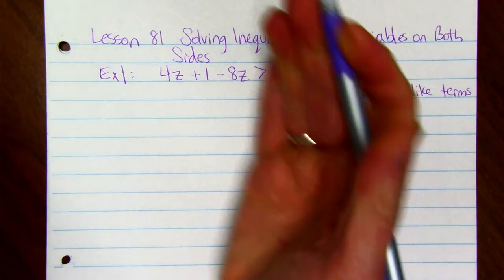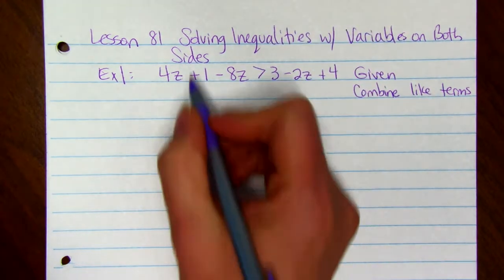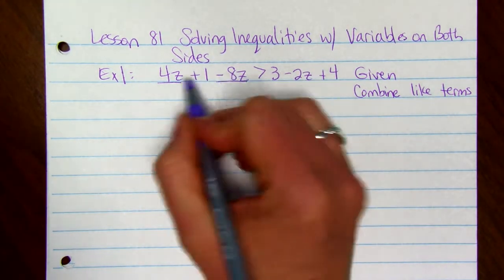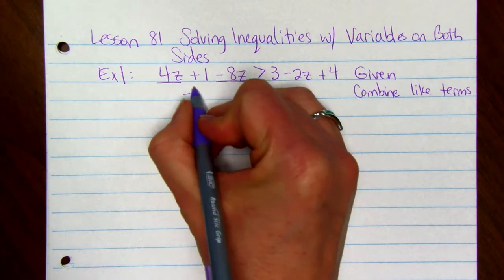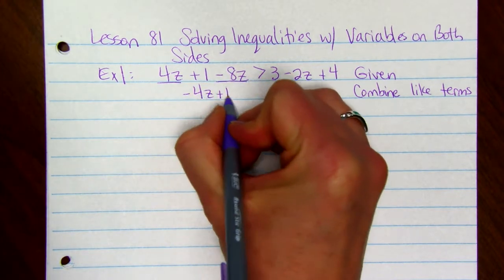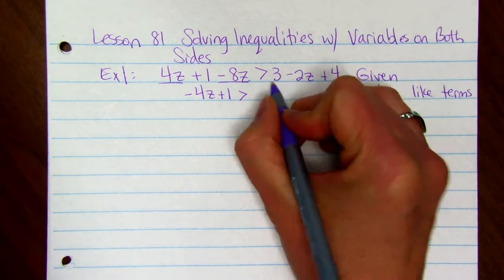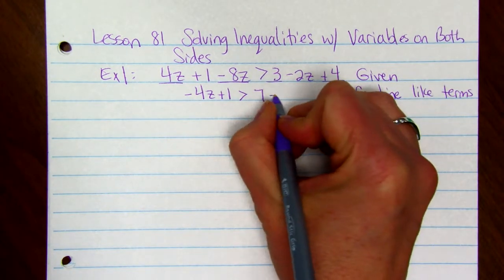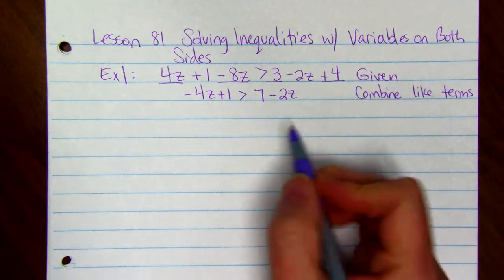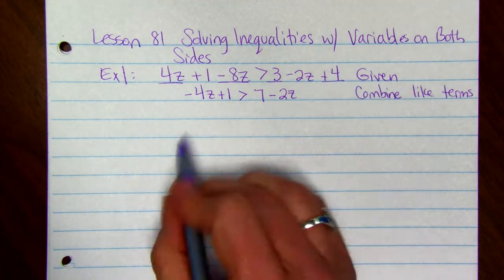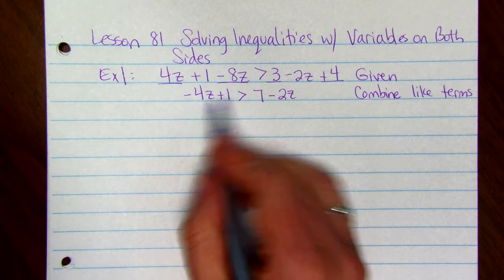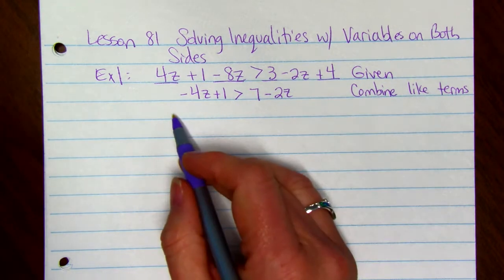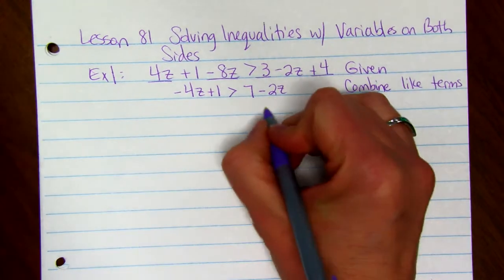On the left side of the inequality we have a 4z minus 8z. Those are like terms. 4 minus 8 is a negative 4z plus 1, greater than, on the right side, we have a 3 plus 4, which is 7 minus 2z. Now, what I would like to do is add 2z to both sides and subtract 1. That way I get all my z's on the left side and all my constants on the right side.